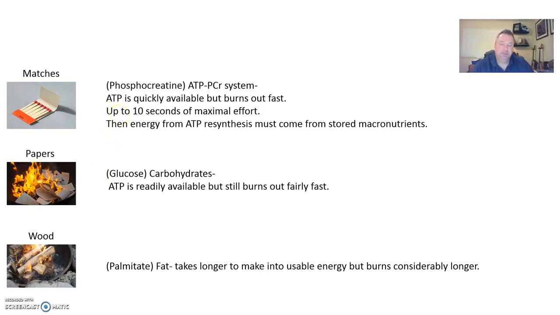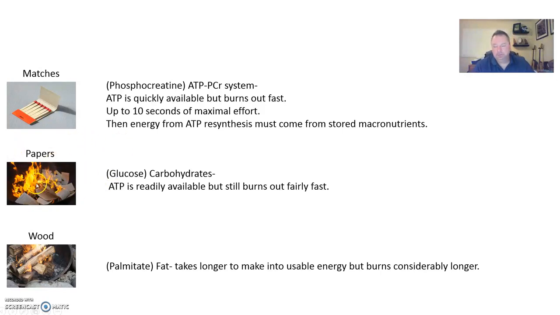Our ATP-PCR system is going to provide us quick energy, but it's going to burn out fast, maybe up to 10 seconds of maximal effort. The energy then from ATP resynthesis must come from stored macronutrients, which would be our carbohydrates and palmitate primarily.